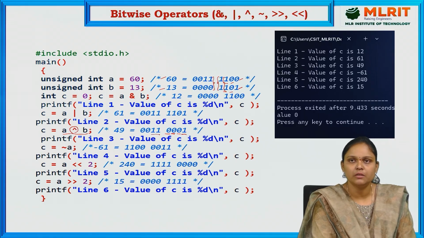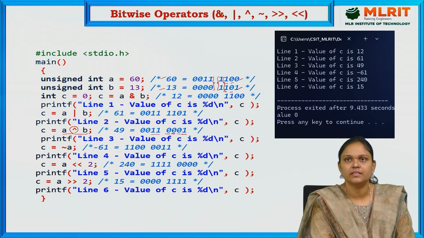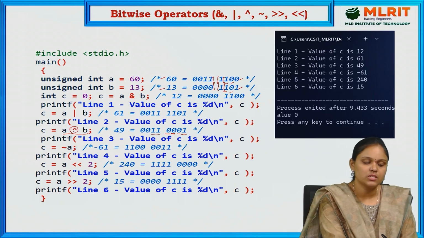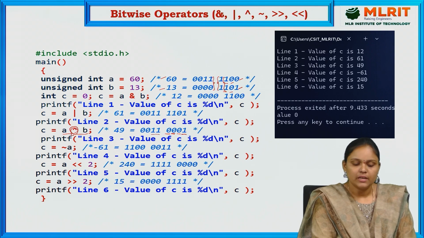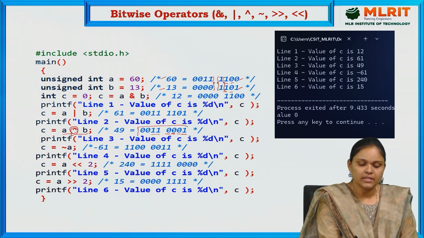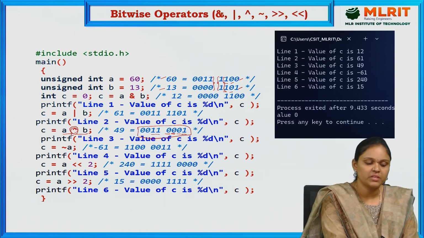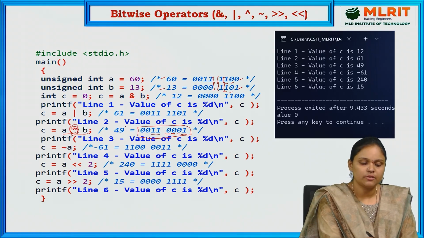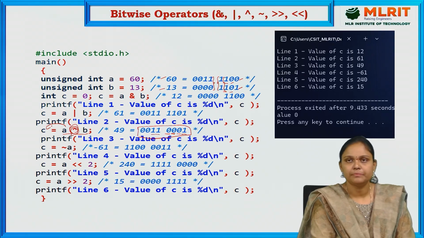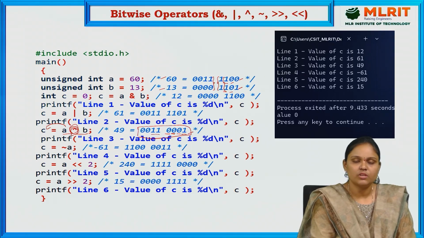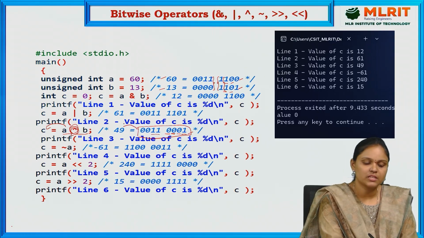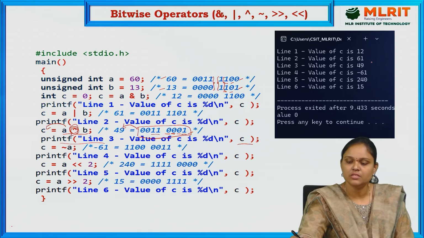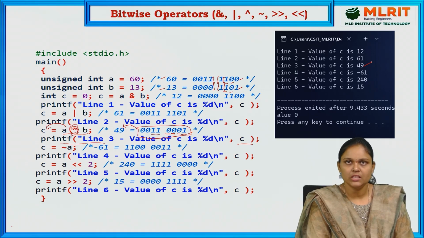So the two bits should be different. If the two bits are different, then we'll get the resultant value as 1 if you are using this XOR operator. And this is a binary value that we are getting after performing this XOR operator, A XOR B. That value will be assigned to the C variable. This binary value is converted into decimal. That decimal value is nothing but 49. And by using this printf statement, we are printing the C value. The C value is 49 by using the XOR operator.